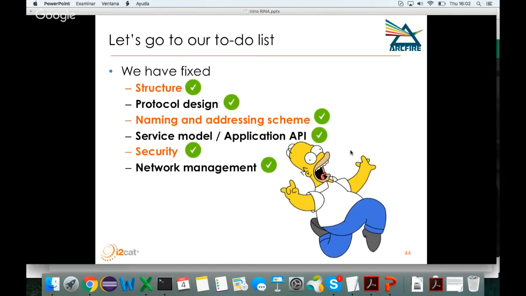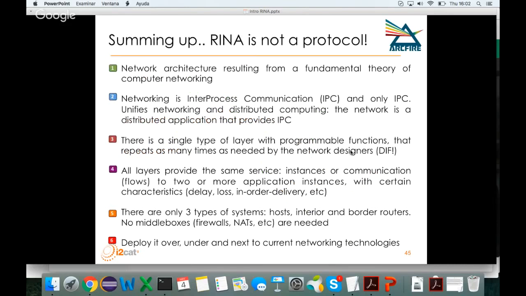So, summing up, RINA is not a protocol, it's a network architecture resulting from a theory of computer networking, seeing networking as IPC and only IPC. We have a single type of layer with programmable functions that repeats as many times as needed by the network designer. It's called a DIF. All layers provide the same services, which are instances of communication between two or more application instances.